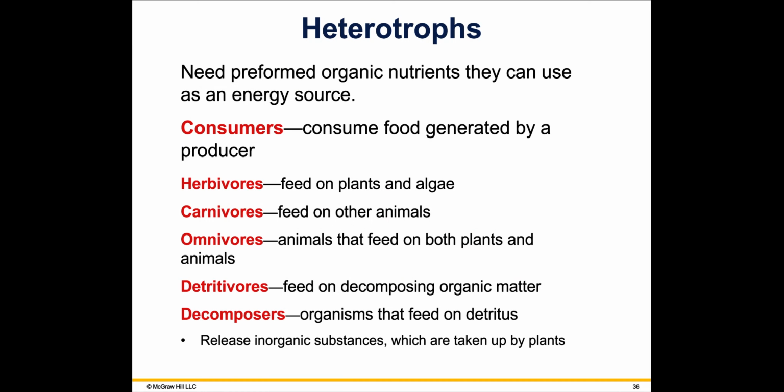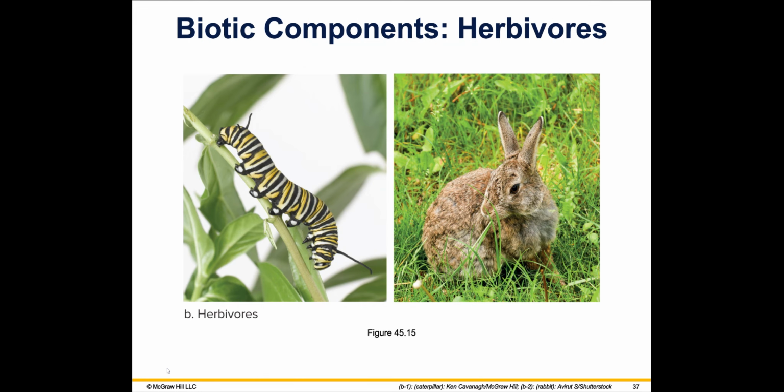And then decomposers is a more general term for those that feed on detritus. Detritus is those decomposing things plus our soil components. And our decomposers are really there to release inorganic chemicals, molecules, which then can be taken up by plants.